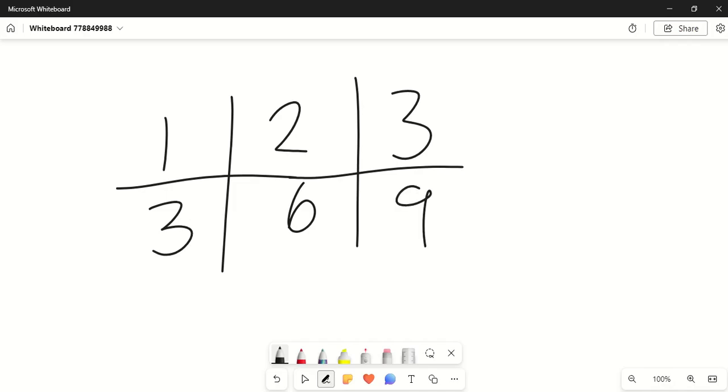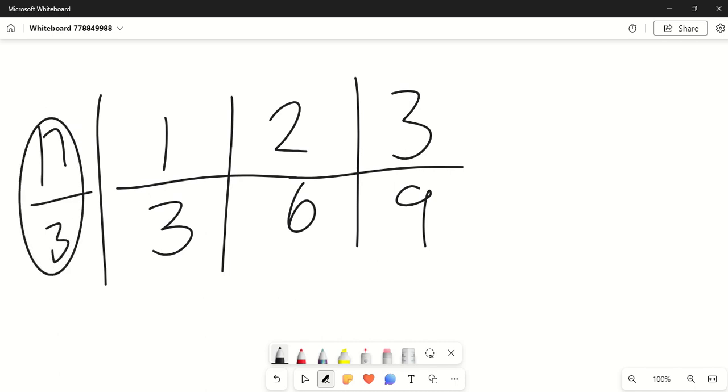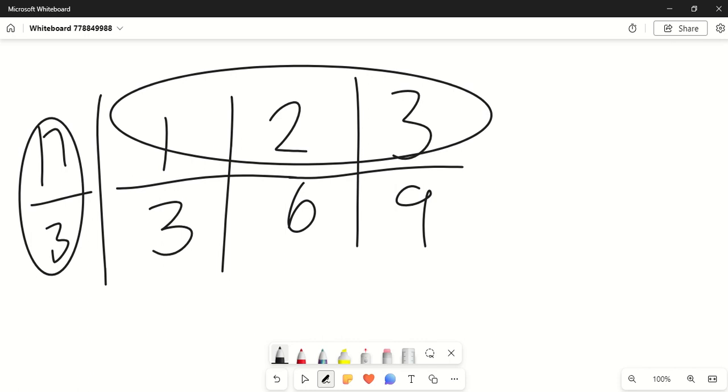Therefore, our value is n times 3. Whatever this value is, we multiply it by 3 to get our value. So in our first position, 1 times 3 was 3. 2 times 3 was 6. 3 times 3 is 9.